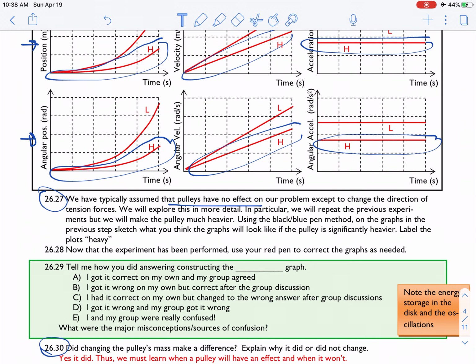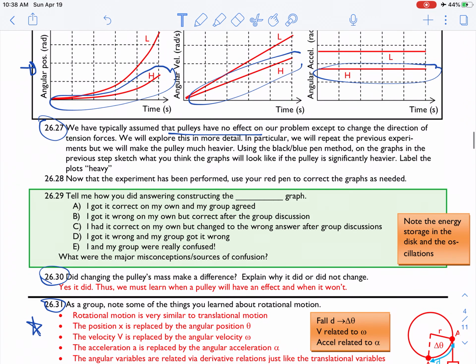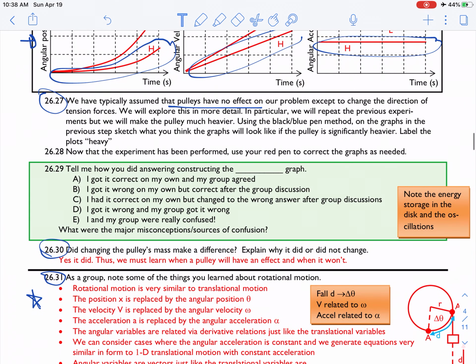Okay. So what we see now is we do have a significant change, right? When we have the mass of a pulley. It used to not affect our problem in terms of those plots, but now it is affecting, and it depends on its mass as well.